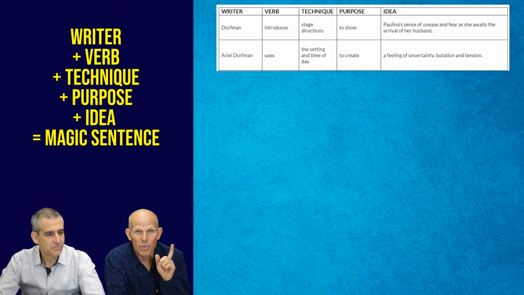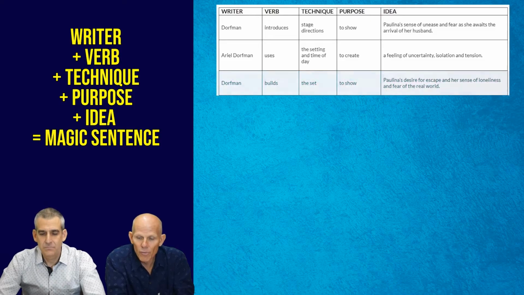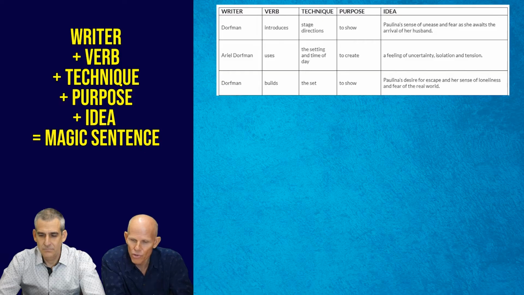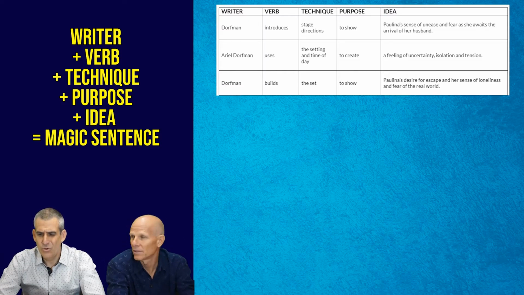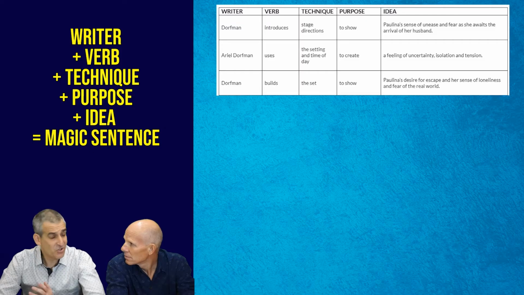Okay, the next one, we're going to think about the set. Dorfman builds the set to show Paulina's desire for escape and her sense of loneliness and fear of the real world. Ooh, I like that focus on fear this time. Let me try another one.